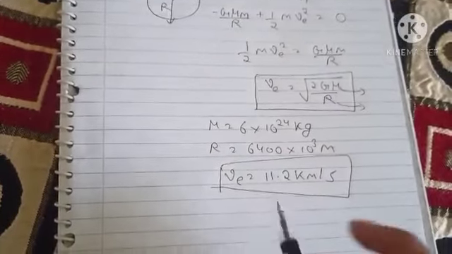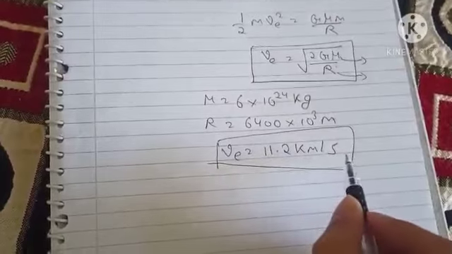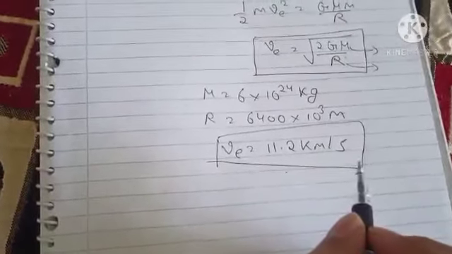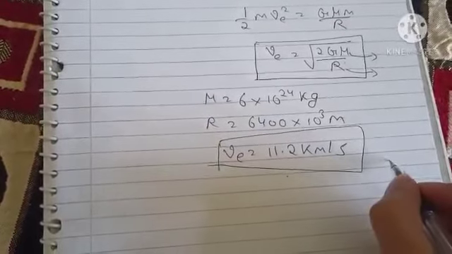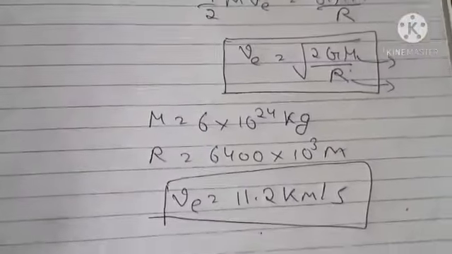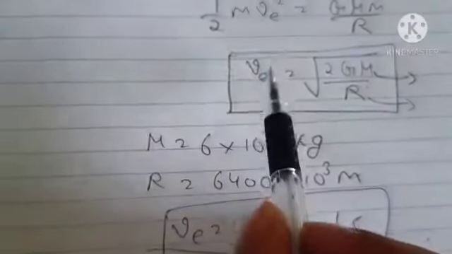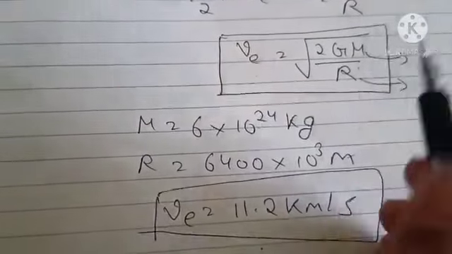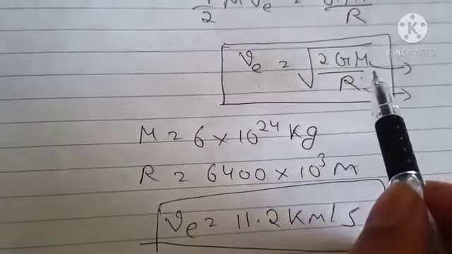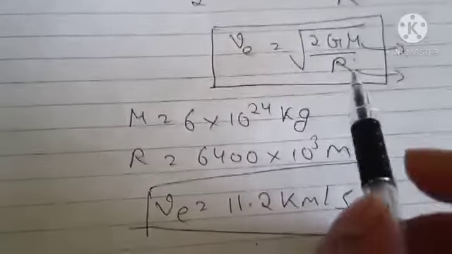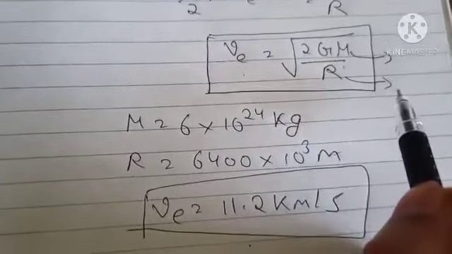So if you throw an object with the velocity 11.2 kilometer per second here on the surface of the earth, it will never come down. It will forever escape from the gravitational pull of the earth. So we have successfully calculated the escape velocity formula, that is under root 2GM divided by r. Here mass can be the mass of an object out there in the universe, a compact object or planet or a star or anything else, and radius is the radius of that object.